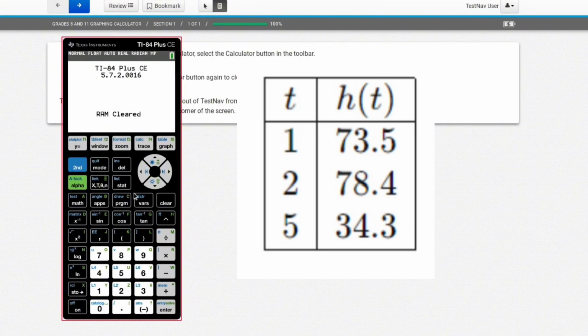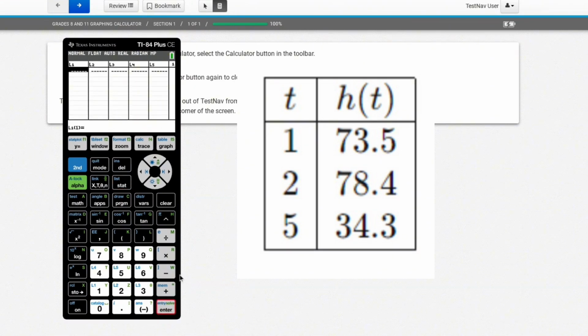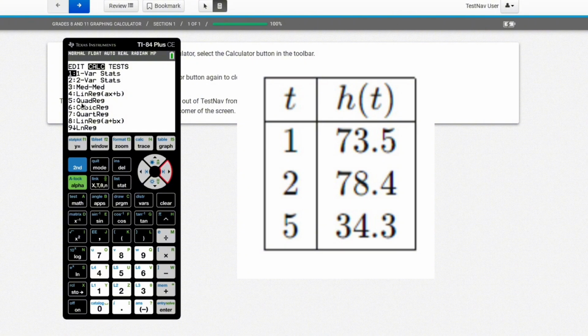All right, quadratic regression, just like any regression, starts with you going to Stat, hitting Edit, and plugging in the values that you had. The 3 x values, or in our case, the t values were 1, 2, and 5. That matched up with 73.5, 78.4, and 34.3, respectively. All right, we need to do a quadratic regression. So stat again, calc, and quad reg is number 5. So go down to 5 or hit 5.